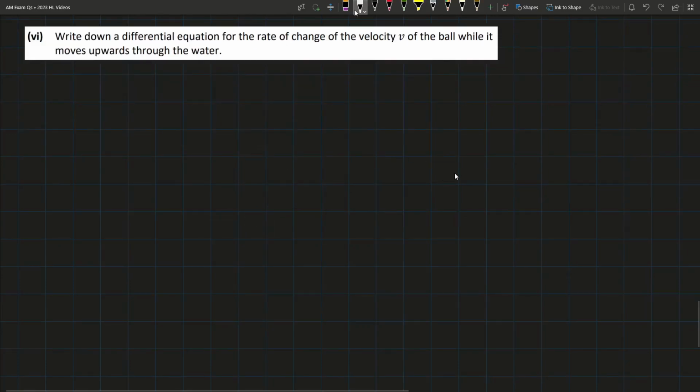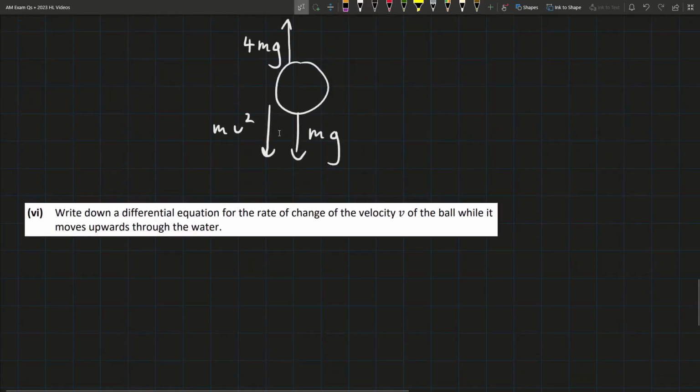And in the final part, we're asked to write a differential equation for the rate of change of velocity while it moves upwards through the water. So now it actually doesn't matter which way is positive and which way is negative because they didn't tell us to put it in a certain form. It can be whatever you want. So I think in this case, it's easier to take upwards to be positive because that's the direction it's going to be moving in, which makes the most sense.